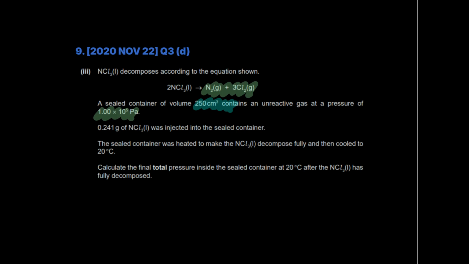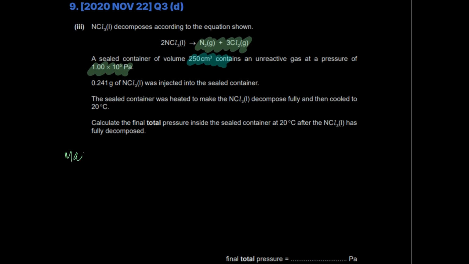But in order to find the total pressure, we need to figure out first the moles of gas that we need to plug into the equation, which is PV equals nRT. And how many moles of gas do we need to plug into the equation? We have to use the knowledge of stoichiometry to convert this mass into moles of NCl3, and then from the moles of NCl3 jump into the moles of gas, which we need to plug into the ideal gas equation. So let's do it. Mass equals mole times molar mass. I'm calculating NCl3's moles, right? So that I can use stoichiometry to jump into the moles of gas.